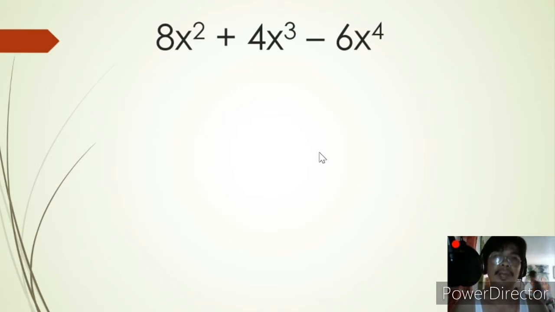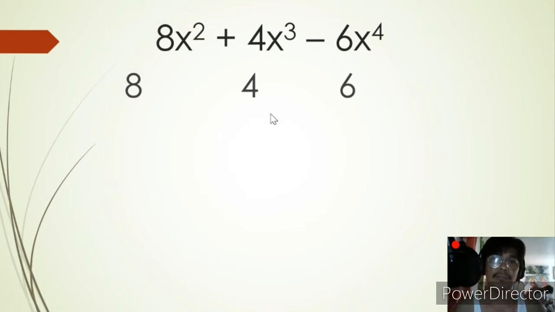Halimbawa, we have 8x squared plus 4x cubed minus 6x to the fourth power. How are we going to factor this gamit ang common monomial factor? Of course, all we need to do is to find the greatest common factor between the numerical coefficients that we have in the polynomial given. So ano ba yung tinatawag nating numerical coefficient? When we hear numerical coefficient, ito po yung mga constant o yung mga number na makikita natin sa each term of the polynomial. Like 8, 4, and 6.